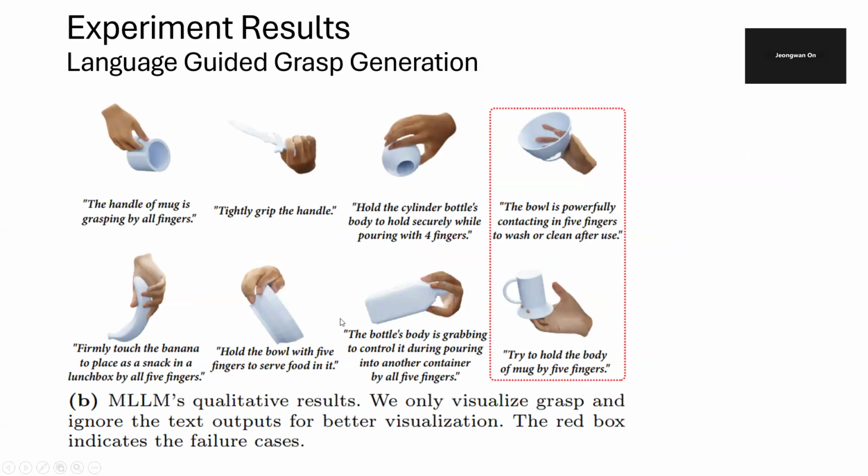And these are the qualitative results. The grasps on the object and the prompts they use. And here are some failure cases.